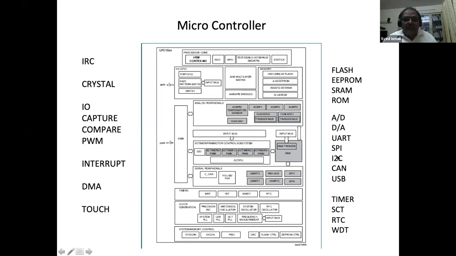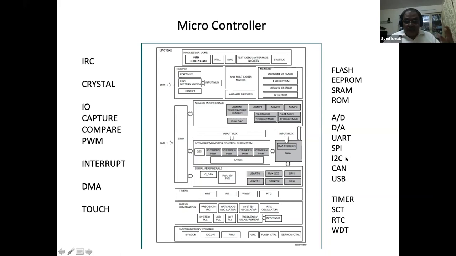I2C is two-wire communication. There are two wires, and they send data digitally. This is where all the sensors are attached, the I2C and the SPI. You will get sensors like temperature sensors, humidity sensors, pressure sensors. You get them all with these interfaces, I2C and SPI.